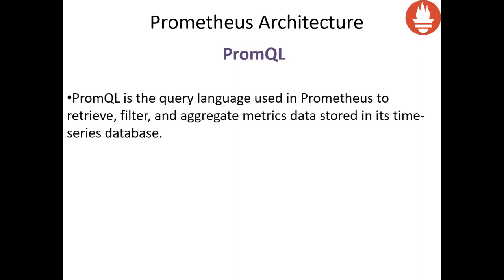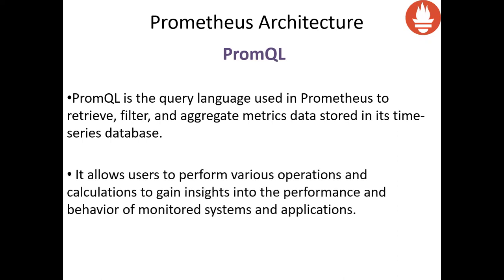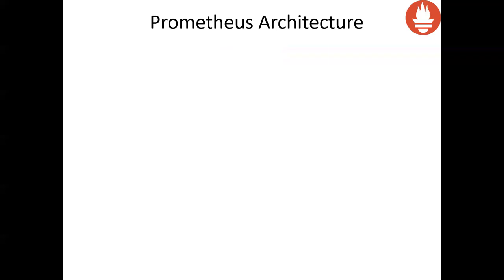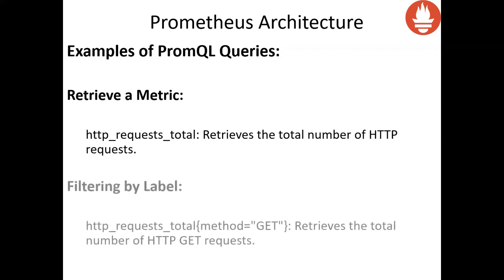It is the query language used in Prometheus to retrieve, filter, and aggregate metrics data stored in its time series database. It allows users to perform various operations and calculations to gain insights into the performance and behavior of monitored systems and applications. Examples of PromQL queries: here I have taken some examples. This type of query, http_requests_total, returns the total number of HTTP requests, so to retrieve a metric we will require this kind of query.